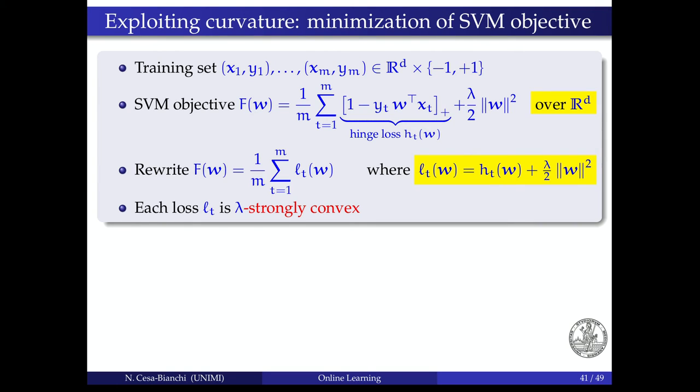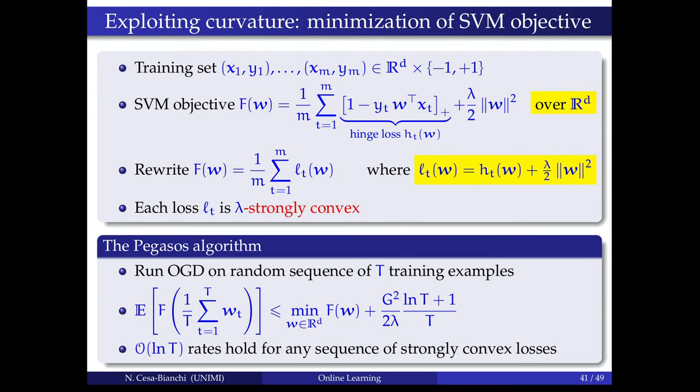So now I can rewrite the SVM objective as a sum of strongly convex functions, and then I can approximate the SVM objective by running online gradient descent on a random sequence of T training examples. So I'm doing stochastic gradient descent, effectively. Since my losses are strongly convex, I have a faster rate than the square root of T, which I had just for convex losses. Indeed, I have a logarithmic rate. So I can quickly approximate the SVM objective just by taking the average of the sequence of models generated by online gradient descent when I ran it on the sequence of training examples.